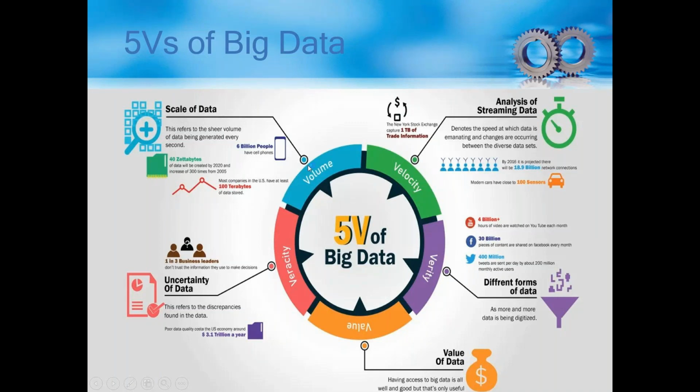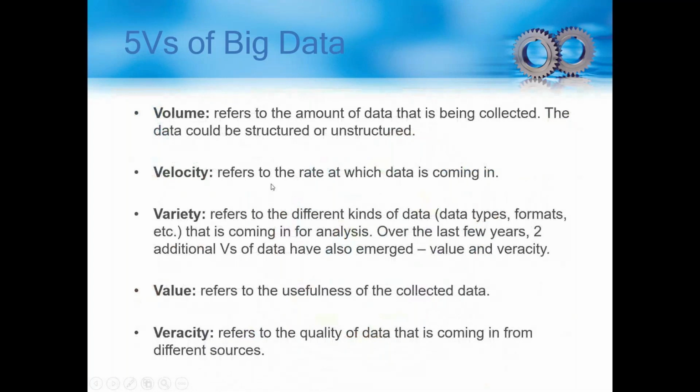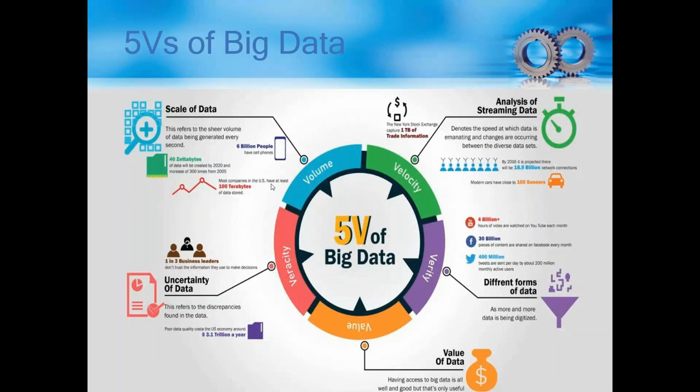And then the second one is velocity. This refers to the rate at which data is coming in. Means here streaming of data, analysis of streaming data, denotes the speed at which data is entering or feeding and changes are occurring between the diverse data sets. That is called velocity. Like here, by 2016, it is projected there will be 18.9 billion network connections.